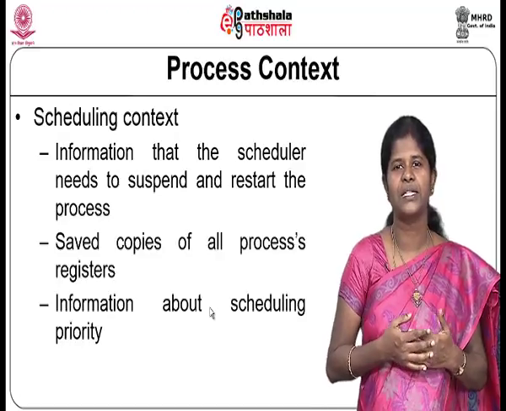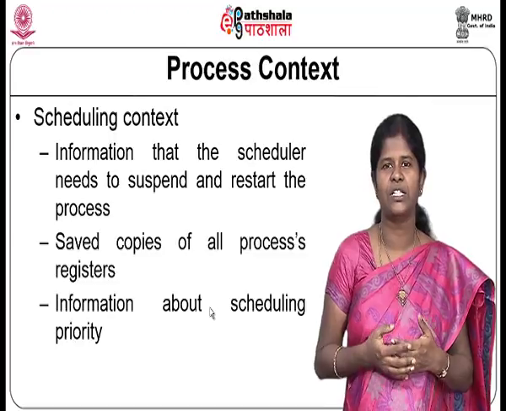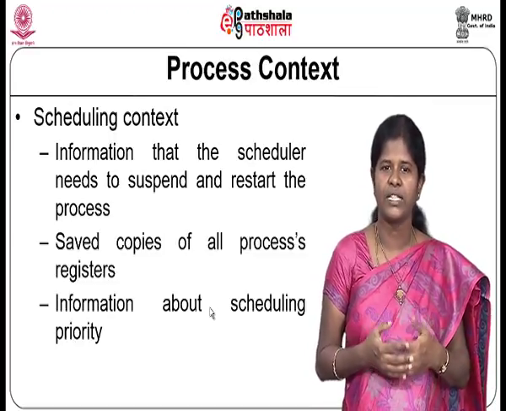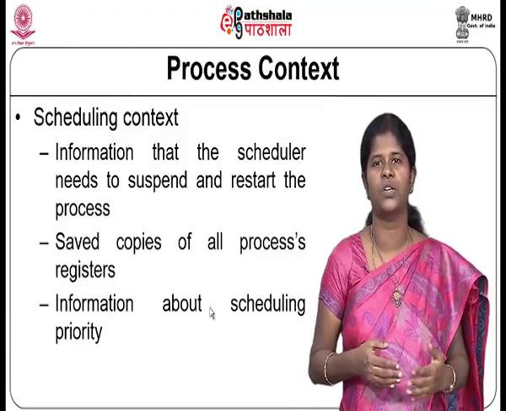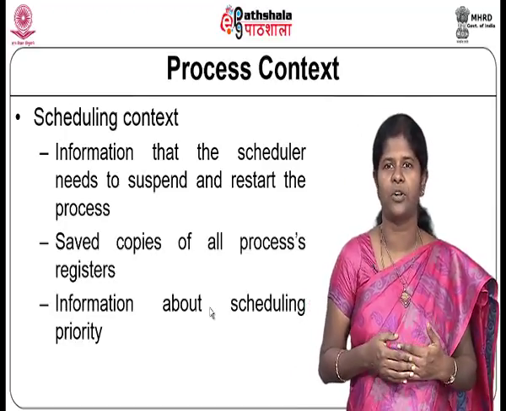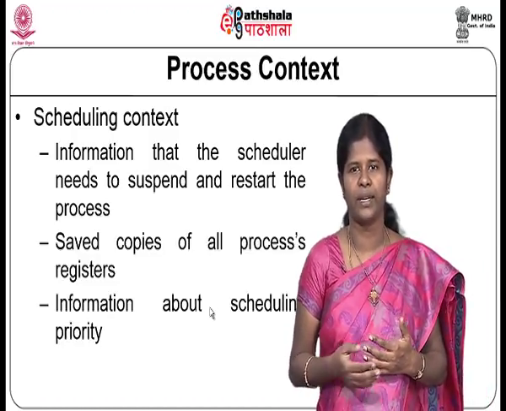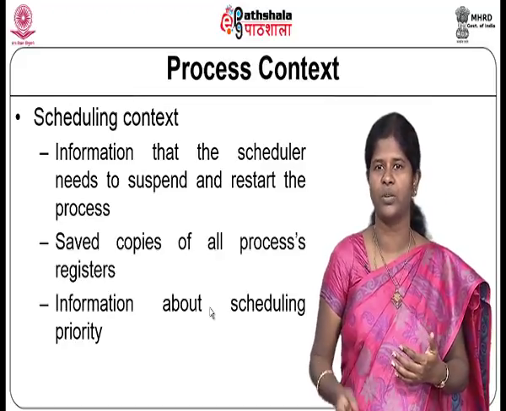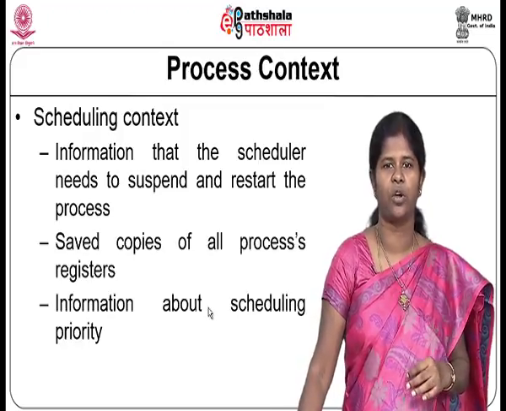This is called the scheduling context, and it contains the saved copies of all the process registers, and it will have information about the scheduling priority. Each process has a priority associated with it. If it is a high priority process, it has a high scheduling priority and will be chosen for scheduling very quickly. If it has a low priority, then it may not get the CPU or may not be chosen very quickly. So, each process is associated with a scheduling priority.